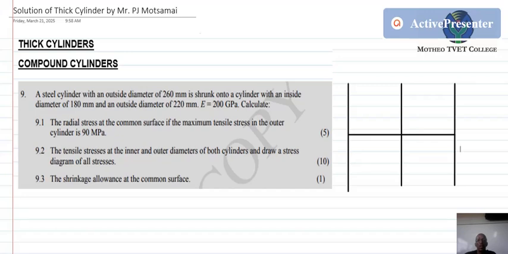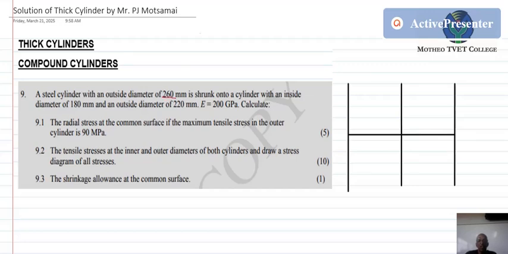Let's look at the questions of fixed cylinders in terms of compound cylinders. The one that I've shared in the group for student 5 at Mateo. Number 9 talks about the steel cylinder with an outside diameter of 260 millimeters. It is shrunk onto a cylinder with an inside diameter of 180 millimeters and outside diameter of 220 millimeters. So when it comes to this, you have to be careful in terms of those diameters.